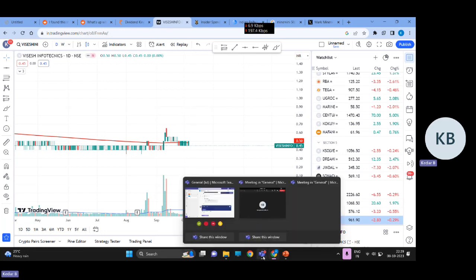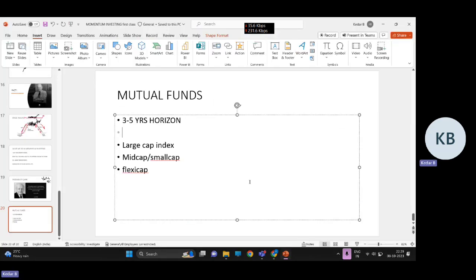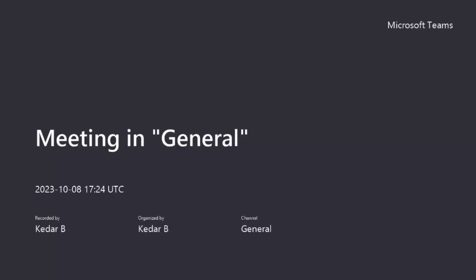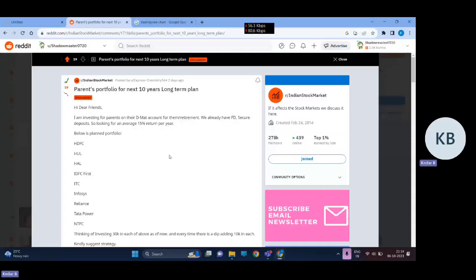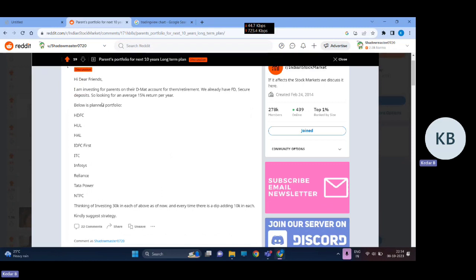So this was about the mutual funds. The more long-term view you have, the better it is because it compounds. Mutual funds, take a look at this. I had posted this in the group. So he's planning to invest in all of these blue chip companies for the next 10 years.